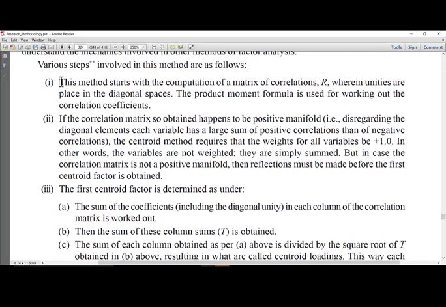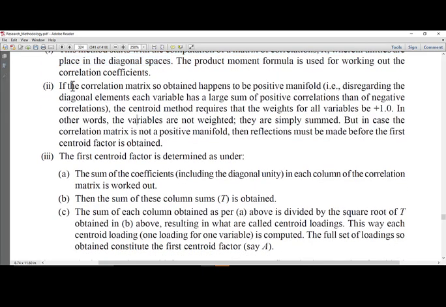This centroid method starts with the computation of a matrix of correlations. This we have done, where unities are placed in the diagonal spaces. And if the correlation matrix so obtained happens to be a positive manifold, the centroid method requires that the weights of all variables be +1. If the variables are not weighted, they are simply summed. But here, please see one thing. In case the correlation matrix is not a positive manifold, then reflections must be made before the first centroid factor is obtained. Reflections means changing the minus signs into plus signs.